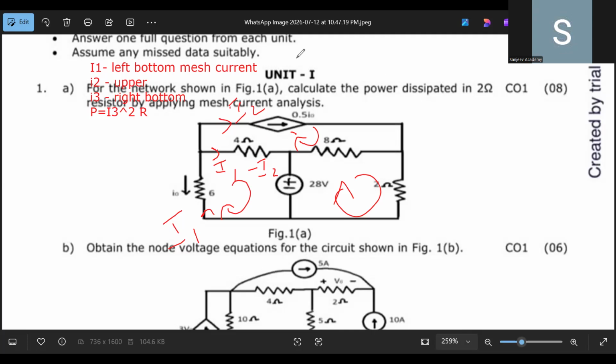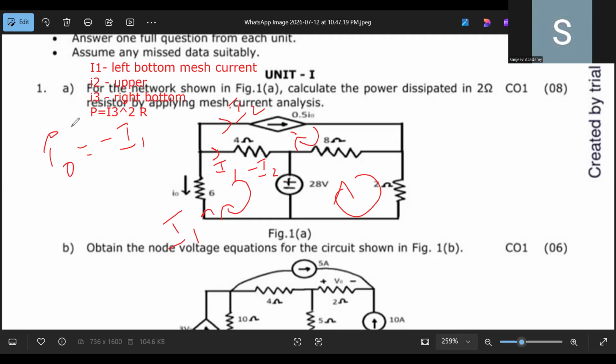If there is any doubt, you should ask me now only. Okay, perfect. And here clearly the direction of I0 is also given. So I0 is in the opposite direction of I1, right? Correct. So my I0 is equal to minus I1.